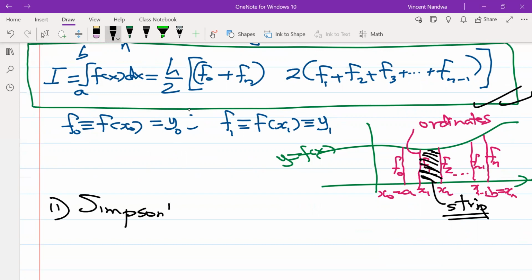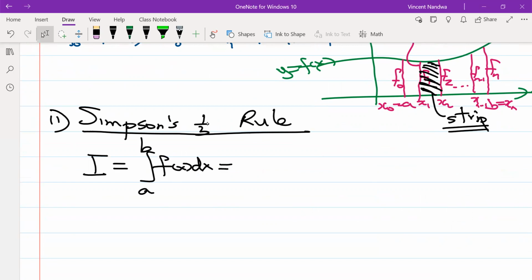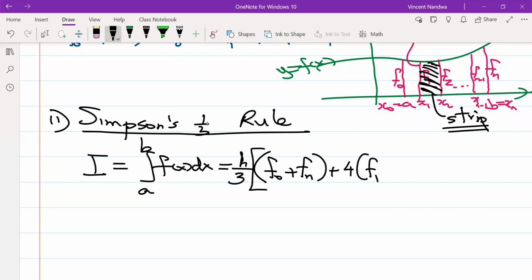Simpson's third rule states that if I want to work out the integral from a to b of f of x, then I have h over 3 into f naught plus fn plus 4 times f1 plus f3 plus f5. Can you predict the next ordinate value?